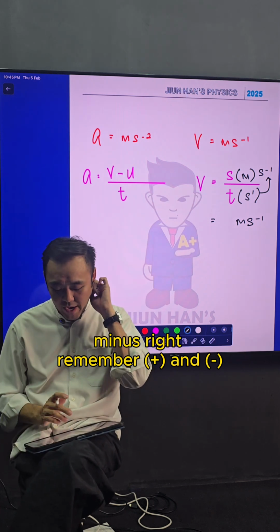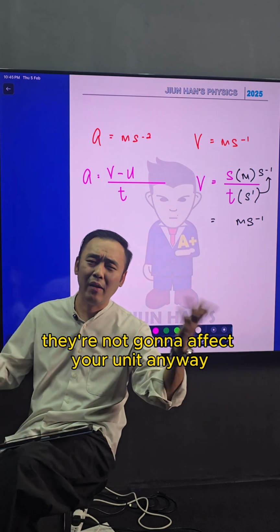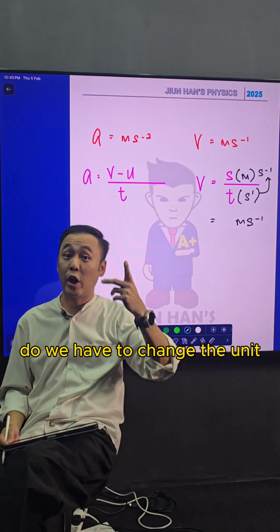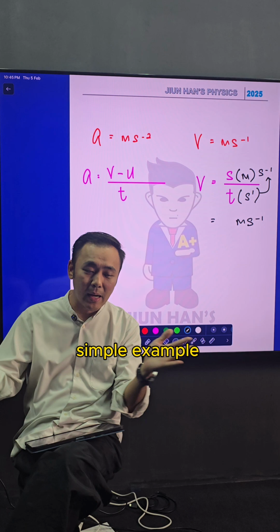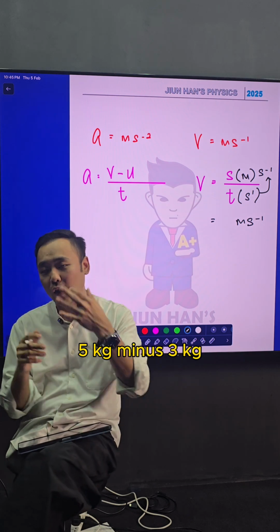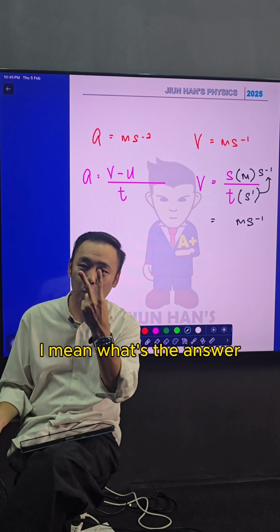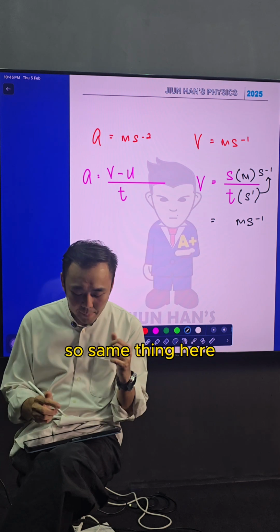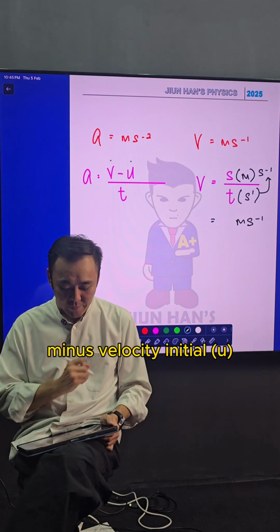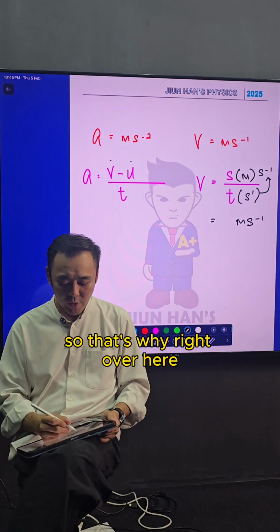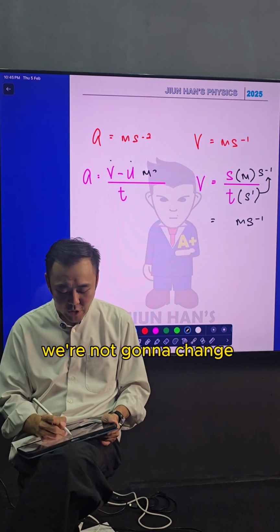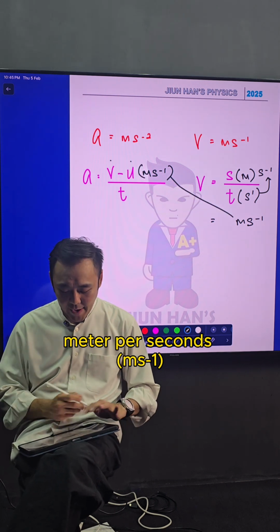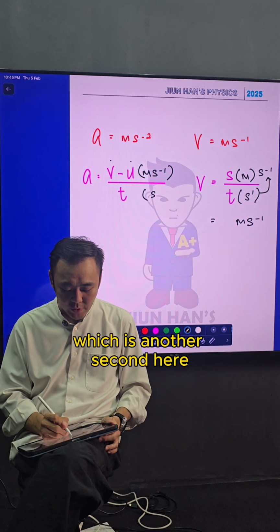Now, minus, remember, plus and minus are not going to affect your unit anyway. Because a lot of time people ask, hey, there's a minus here, do we have to change the unit? No, you don't have to. Simple example, 5 kg minus 3 kg, what's the answer? 2 kg, am I right? The unit remains the same when you minus them. So same thing here, velocity final minus velocity initial, velocity. So over here, we're not going to change any of it. The unit we found just now for velocity, meter per second. Then after that, we got time taken, which is another second here.